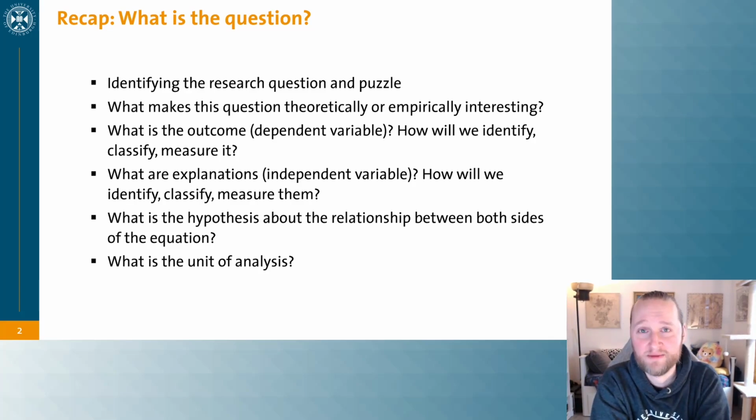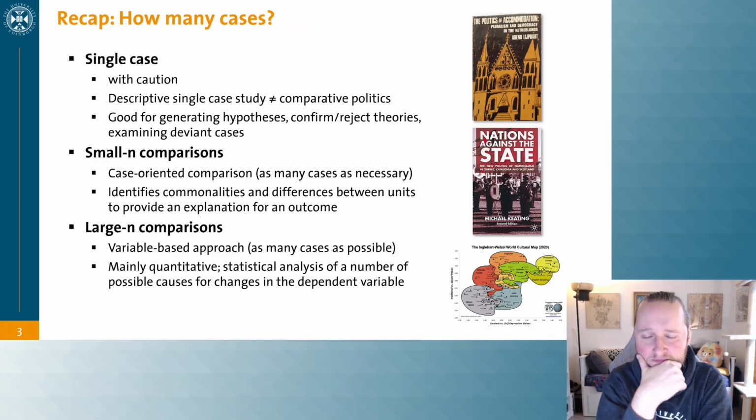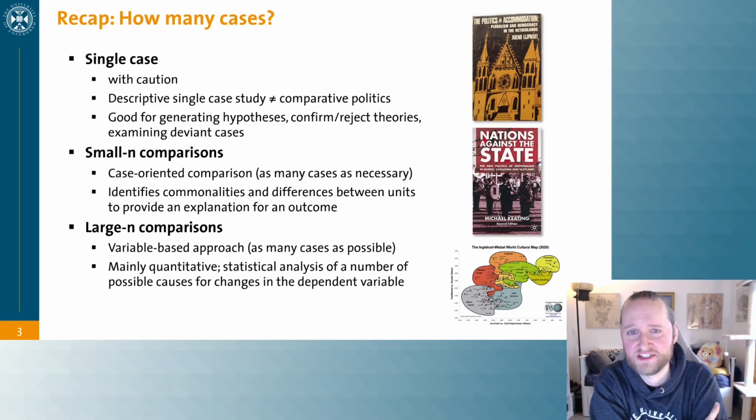Why are, for example, female prime ministers better at dealing with the COVID crisis? Or at least that's what some people have hypothesized. How are those two things linked? And then what is our unit of analysis? Are we looking at countries? Are we looking at municipalities, at continents, or whatever? So all of these things we need to have in mind as we develop our research design.